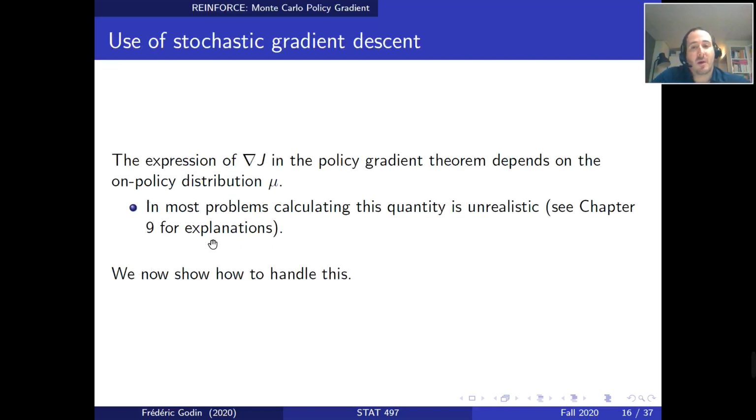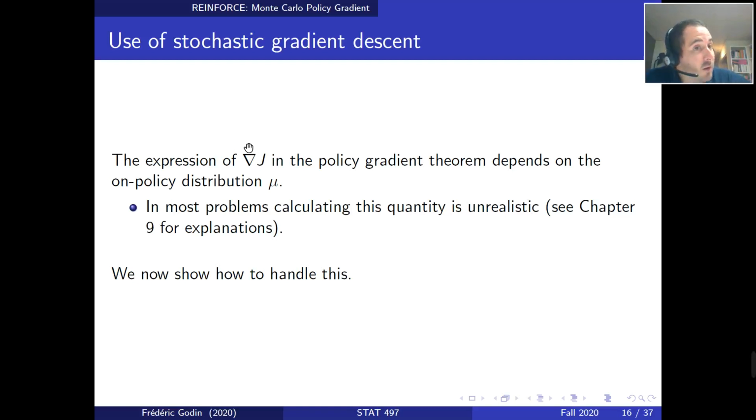We said that the gradient of the objective function doesn't depend on derivatives of mu, but it still depends on mu. And mu itself is very hard to calculate for large problems. In practice, trying to estimate mu for very large problems is not realistic. So we would like to have a method which doesn't rely on the calculation of this distribution.